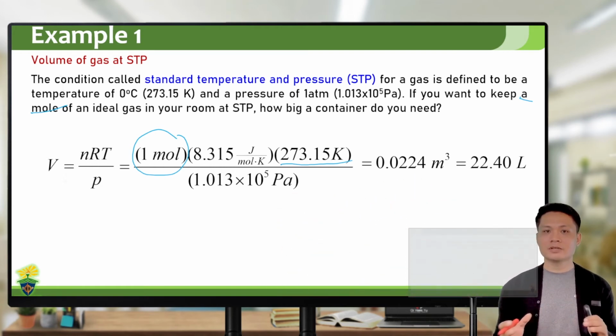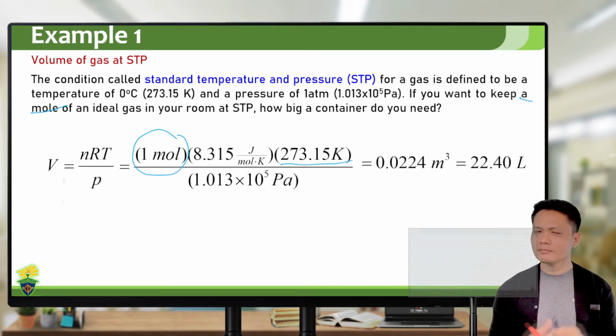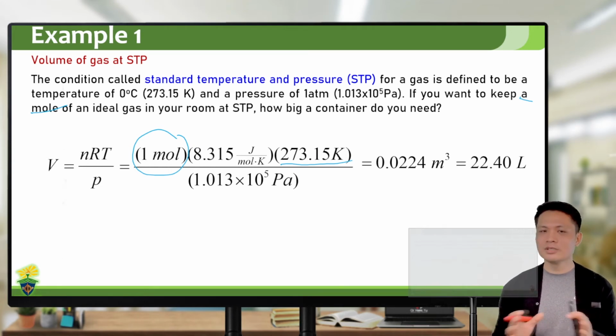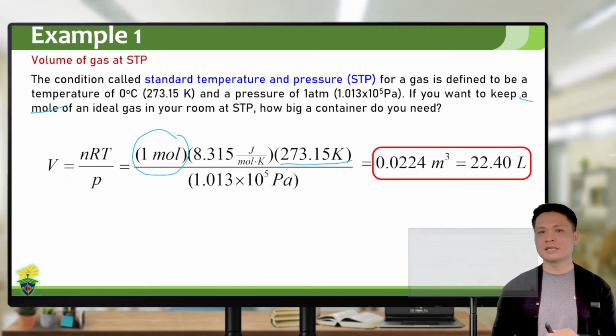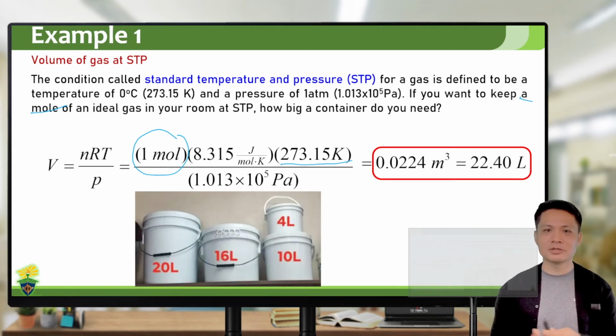Again, if you are to contain 1 mole of ideal gas at STP, you need a container with a volume of 22.4 liters. Just to give you an idea how big this volume is, we have these standard buckets available in the market. The biggest available bucket in the market is roughly 20 liters. So if you want to contain 1 mole of ideal gas at STP, you need this amount of volume available.